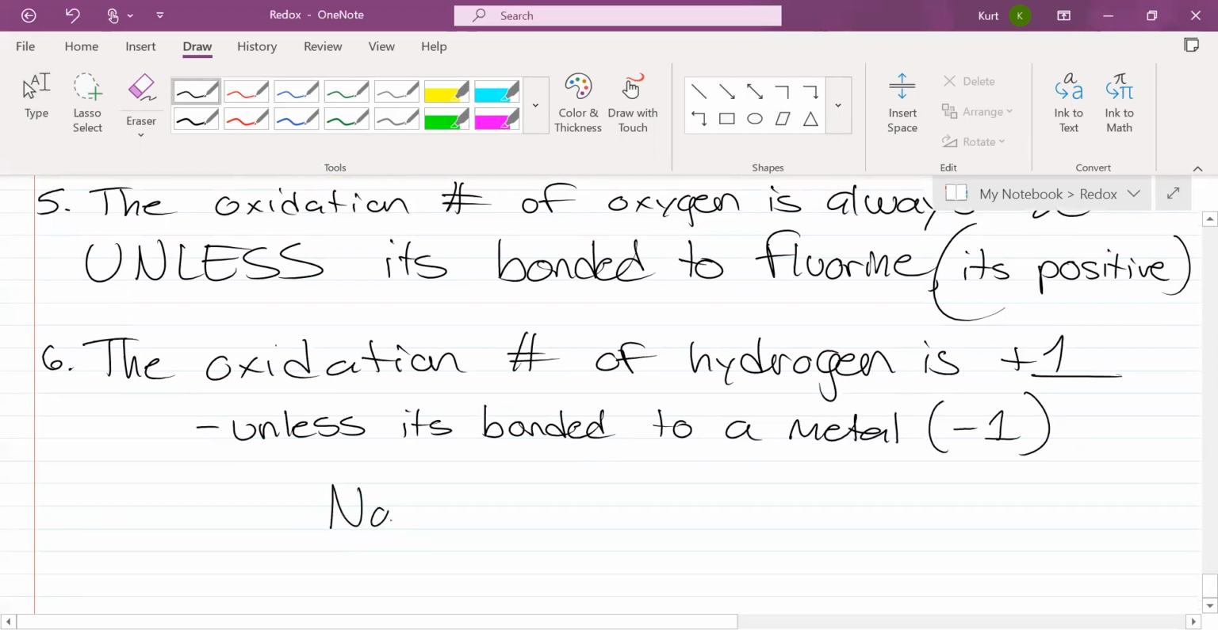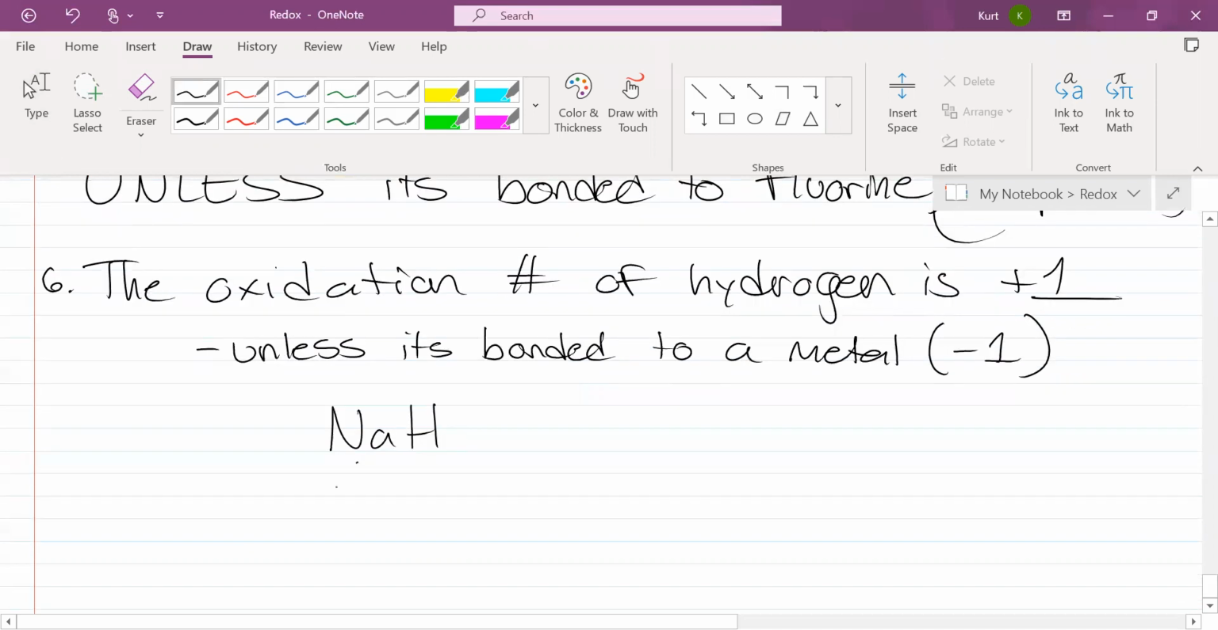you have sodium hydride. Sodium is a metal. So sodium would be +1, hydrogen would be -1. But 9 times out of 10, 99 out of 100 actually, when you guys deal with hydrogen, it'll be +1. There might be that one situation every now and then where it is bonded to a metal, and so it would have to be -1. Number 6 is going to be associated with rule number 7.